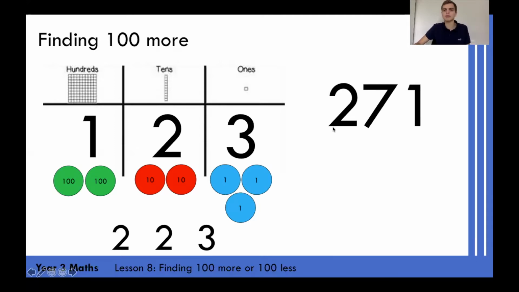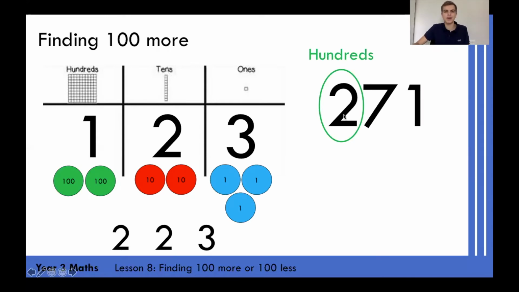Okay, over here I've got the number 271, and I want to find 100 more than this number. So, first of all, I've got to work out what digit is in my hundreds column. Is it the 2, the 7, or the 1? Well done, it's the 2, isn't it? 271 has 200s in it.